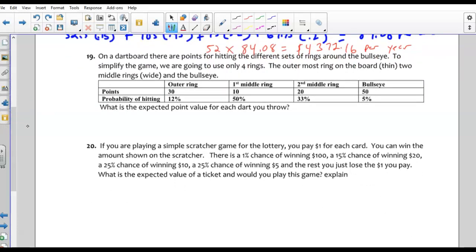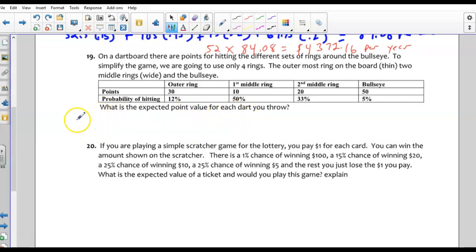All right, 19. Two more problems, guys. On a dartboard, there are points for hitting the different sets of rings around the bullseye. To simplify the game, we're going to use only 4 rings. The outermost ring on the board, thin, then the middle ring, wide, and then the bullseye. What is the expected value for each dart thrown?